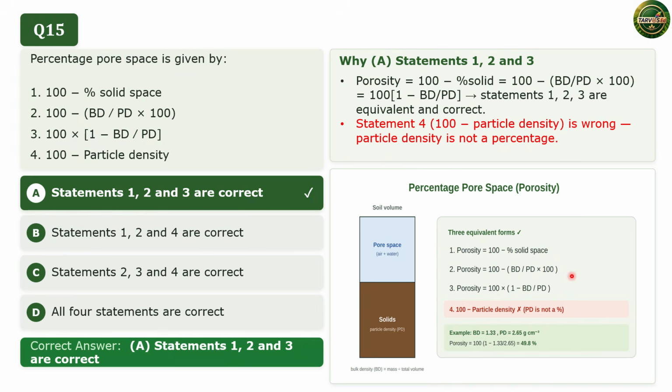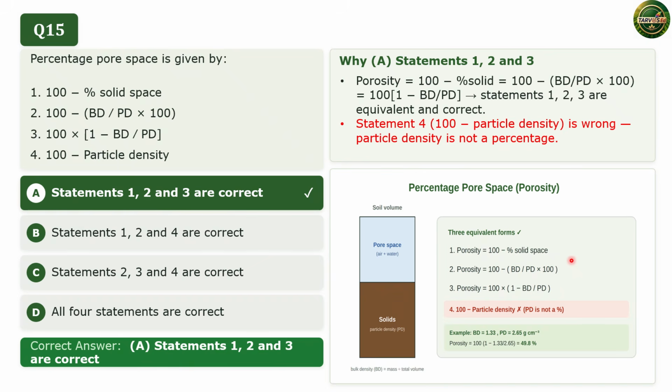The second and third formulas include bulk density and particle density. Bulk density is nothing but the mass per unit volume of the dry soil. It includes both solid space and pore spaces. That is why it is called bulk density. And the second one is particle density. Particle density is nothing but mass per unit volume of soil solids alone.